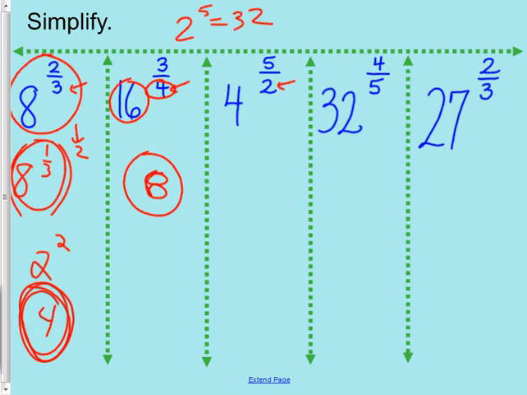Okay, try these three. Check them with the person that I paired you with. I'm going to pause for a second while you do that.